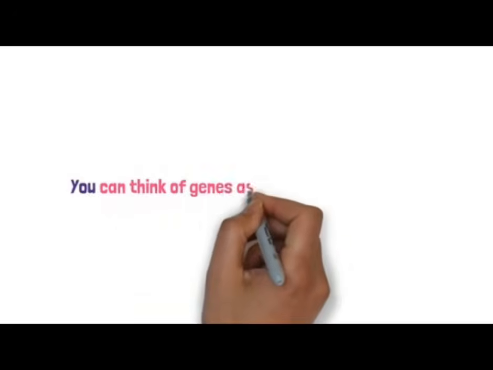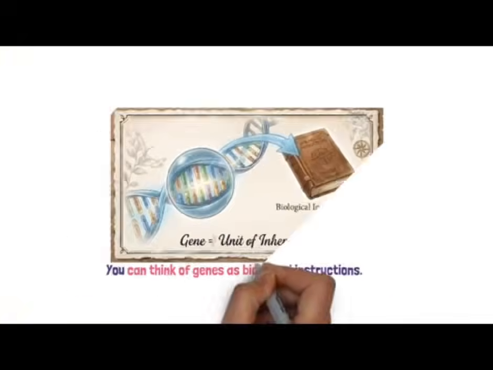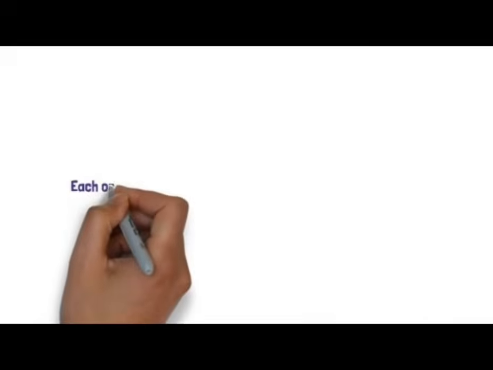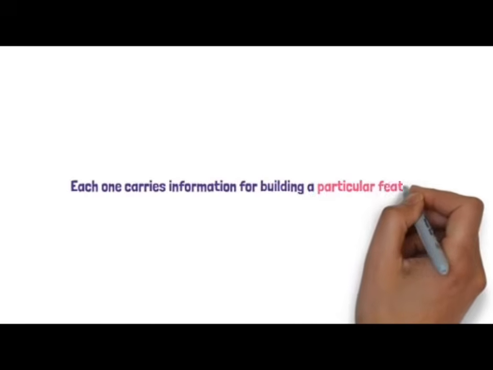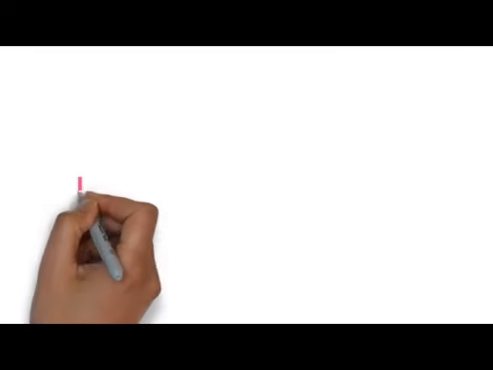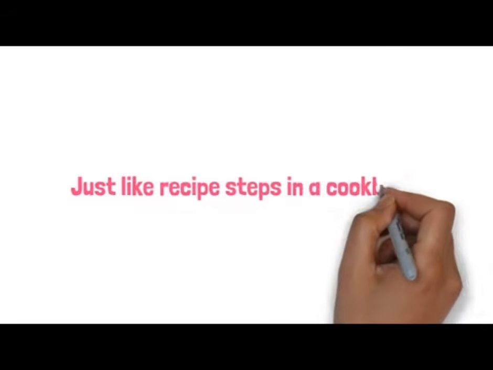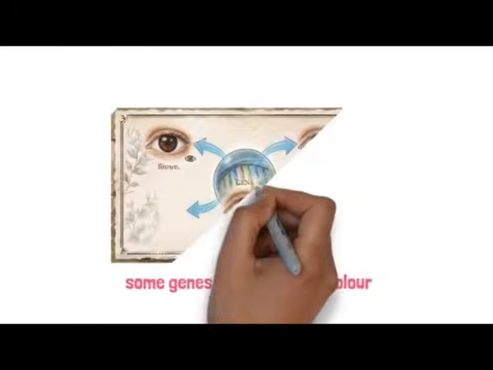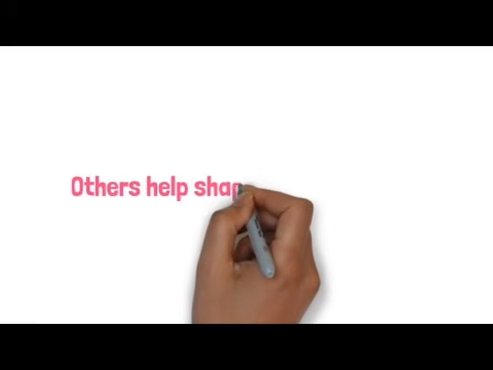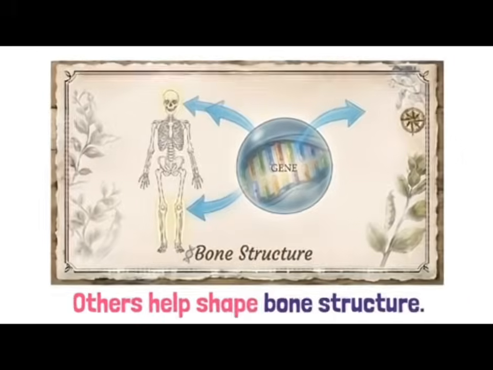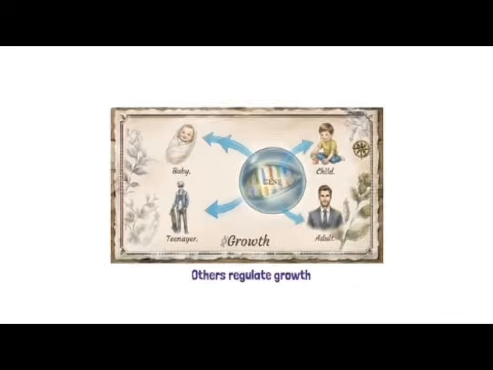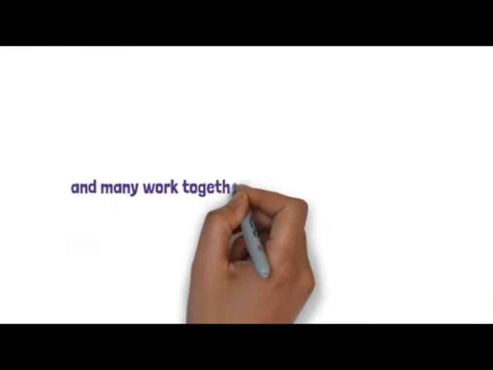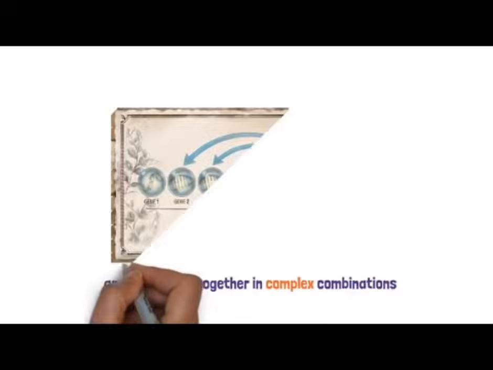You can think of genes as biological instructions. Each one carries information for building a particular feature, just like recipe steps in a cookbook. Some genes determine eye color. Others help shape bone structure. Others regulate growth. And many work together in complex combinations.